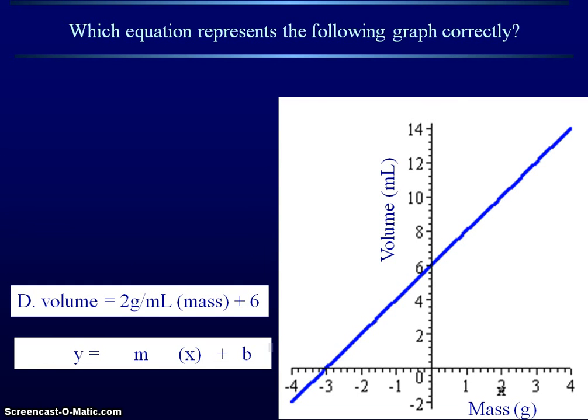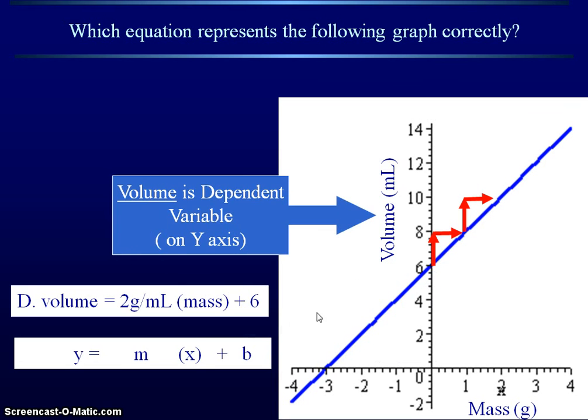Okay, so the correct answer for this one is D. My y, think y equals mx plus b. Well, my y on this graph is the volume. The x on this graph is mass. If you calculate slope, you get an answer of 2. For every 2 up I go 1 over, so that's a value of 2. And the y-intercept in this case is 6. So that's the correct answer for this one.